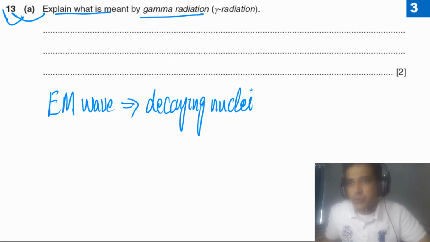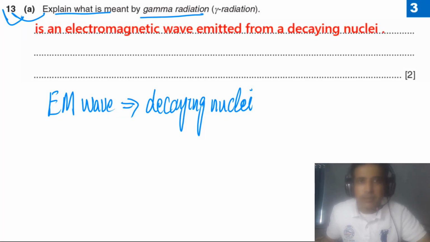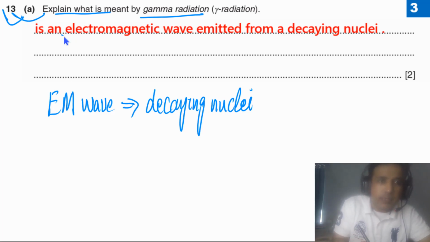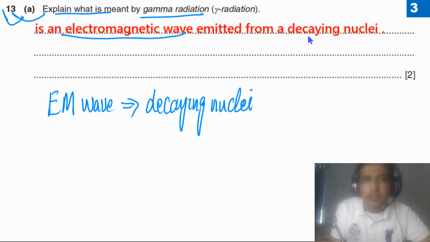Now let me show you how you can write down your answer. For the sake of answer of this question, simply you can write down it is an electromagnetic wave. If you mention this one, you will get 1 mark. And then if you have mentioned it is emitted from decaying nuclei, you will get another mark. So you will get 2 marks for this question.